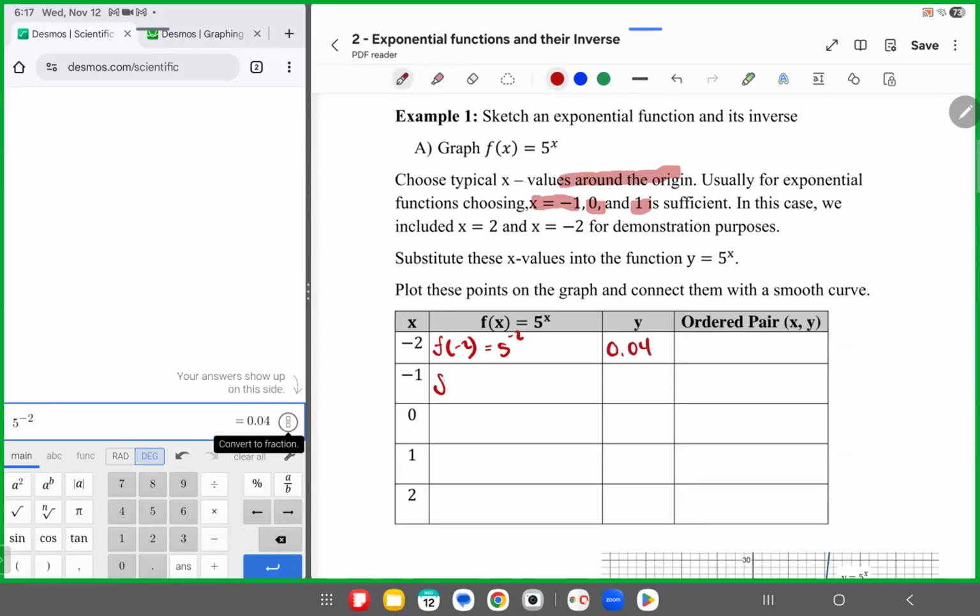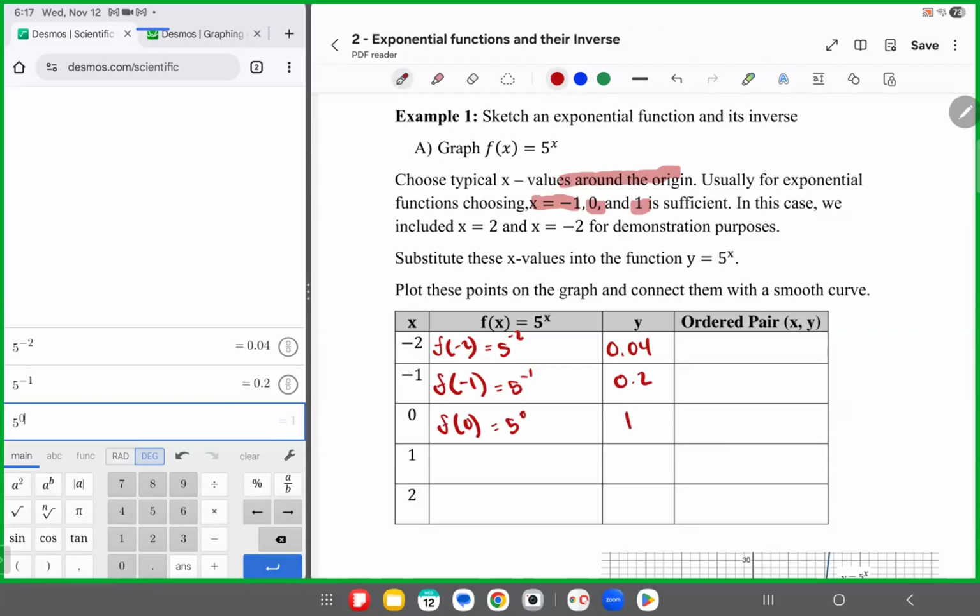If we type in f of -1, that's 5 to the power of -1, which will give us 0.2. Next one is 0. So if we type in f of 0, that's 5 to the power of 0, which you may recall is 1. But if not, we can just go ahead and type that one in.